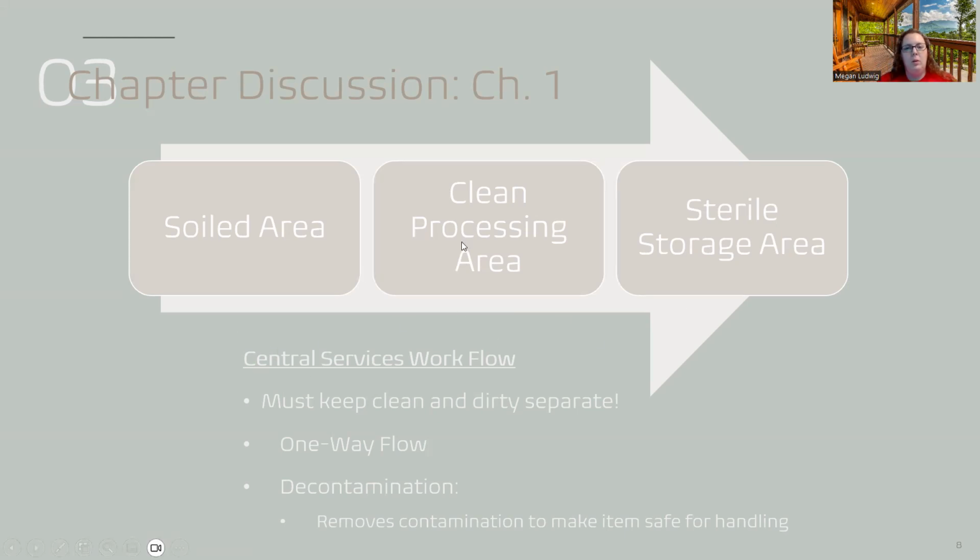So it gets put in here. It's going to come out the other side of that into a clean area that can then be reprocessed, wrapped, and then put into a sterilizer. So it's important to remember this first bullet point: keep clean and dirty items separate, always, no matter what you're doing.